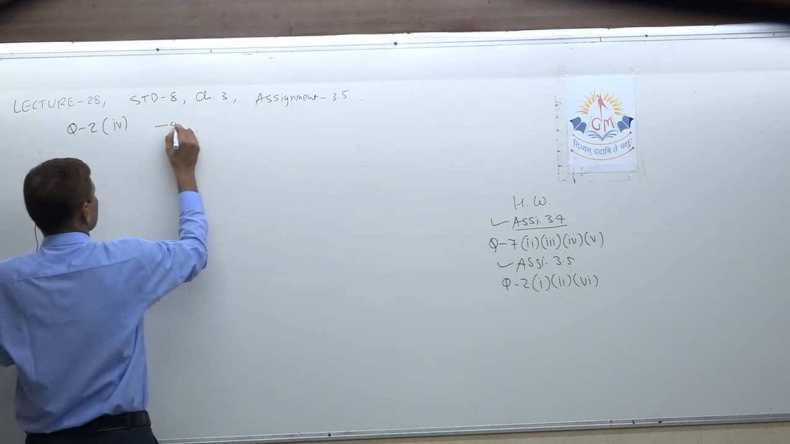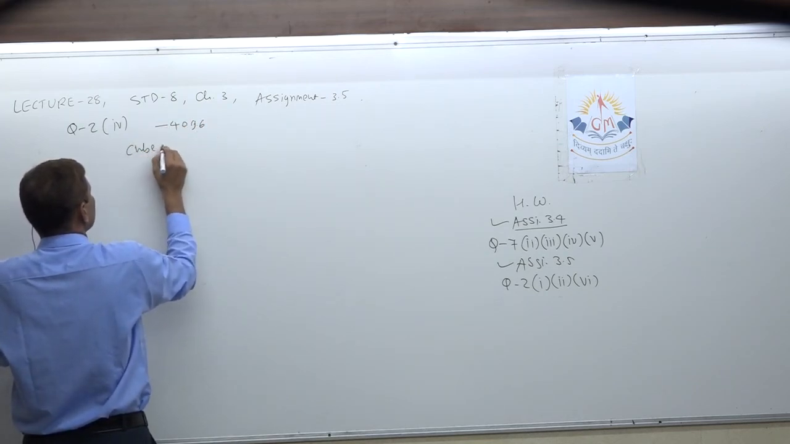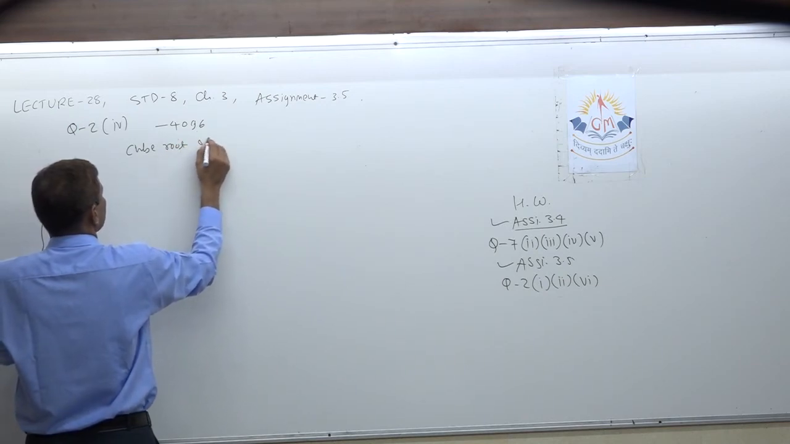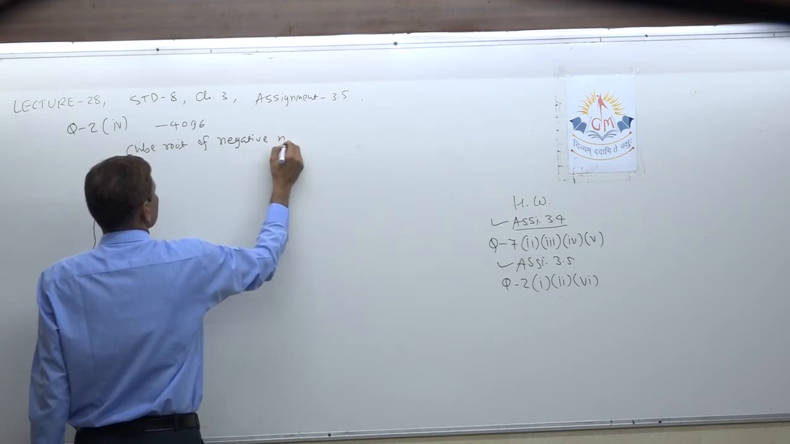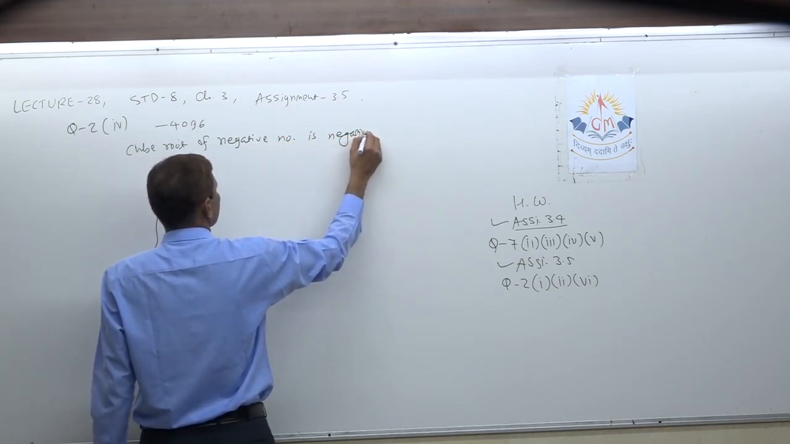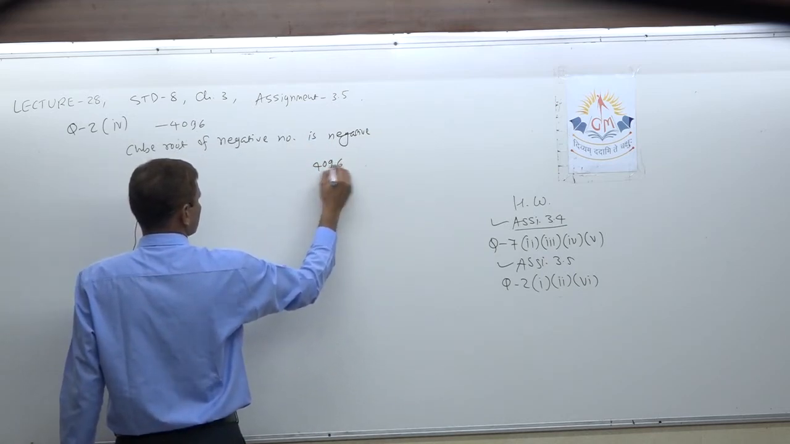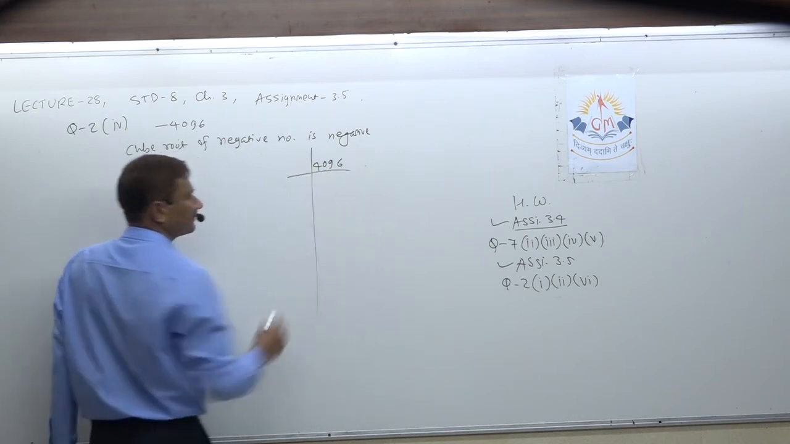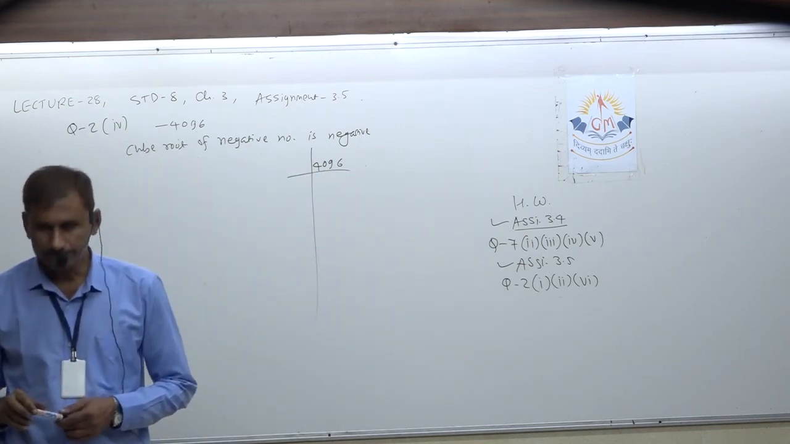So first write the statement. This is the question. Now we know the cube root of a negative number is negative. So we know the answer will be negative. Now just try to find the cube root of 4096 only. Okay, 4096.